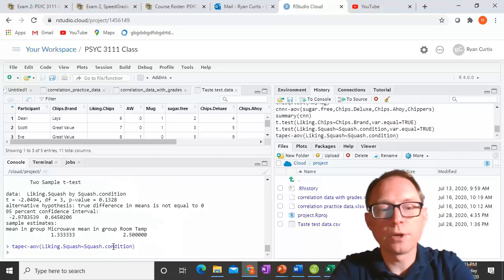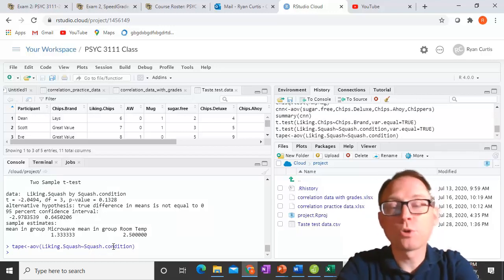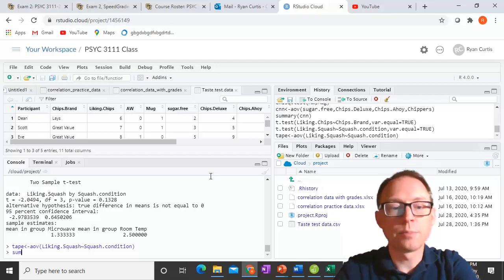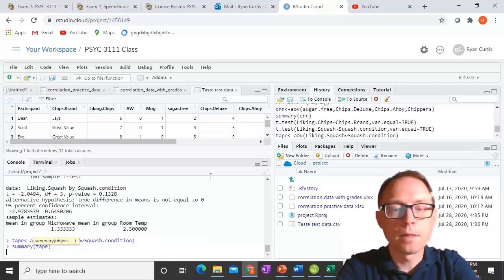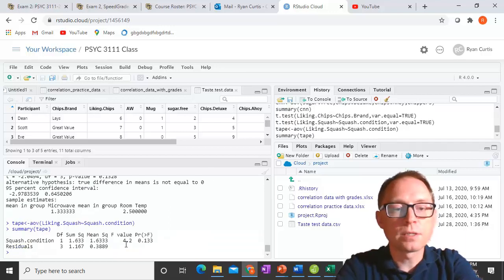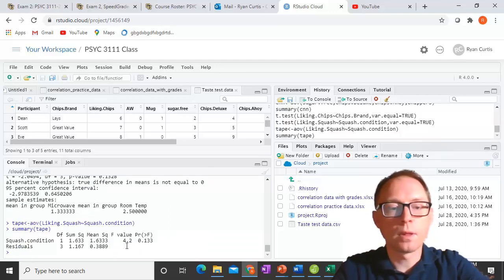Now notice how nothing happened. Well, something did happen. We created something called tape. That's what this thing is up here. So we need a summary of tape. This gives us an analysis of variance. And it says, when we look at the difference between those levels, here's what we get.